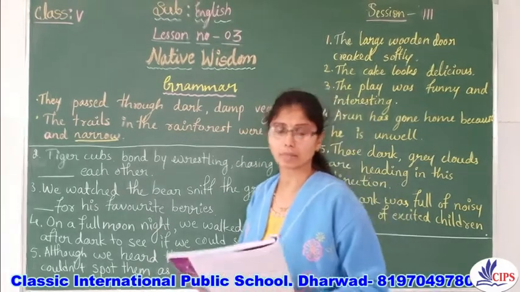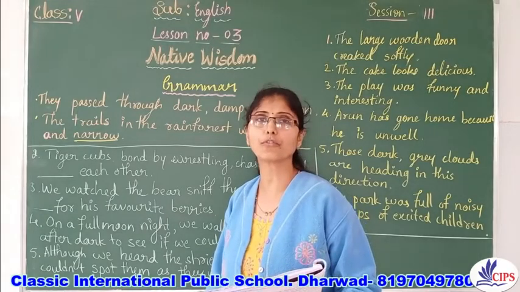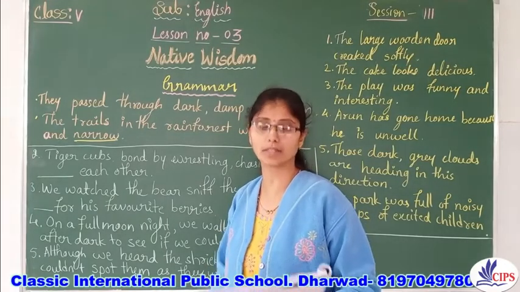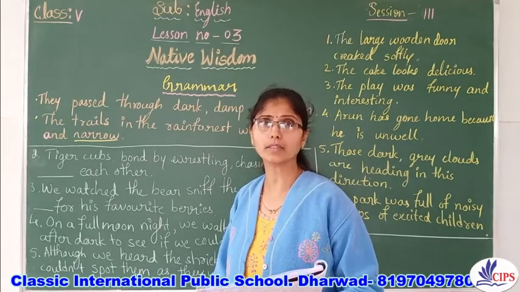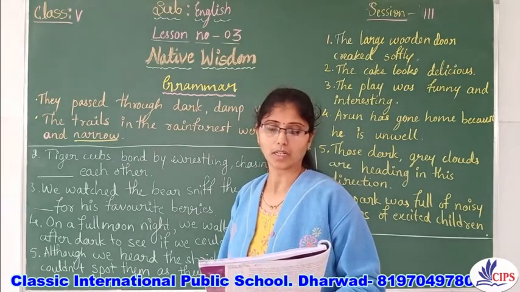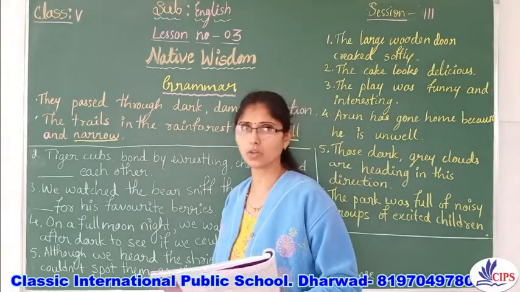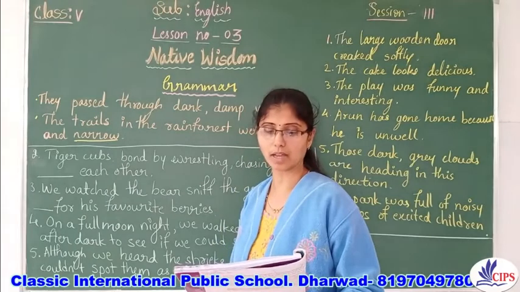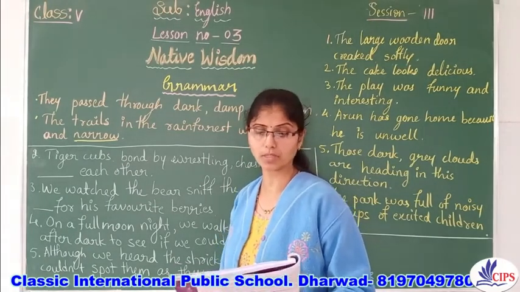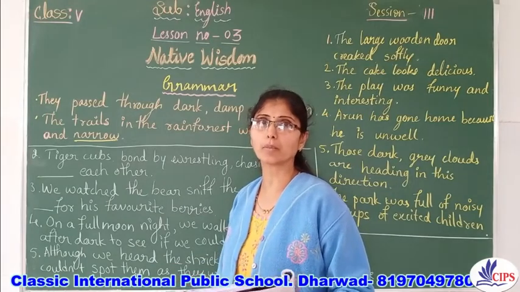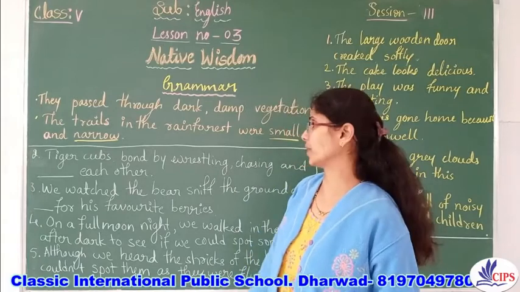Here is an example. First one: the large wooden door creaked softly. Which is the noun here? It's very easy. Door. Door is a thing here. Large, wooden, these two words describe the door, so these are attributive adjectives. Why? Because these two words appear before the noun. Get it, children? Observe the next one.